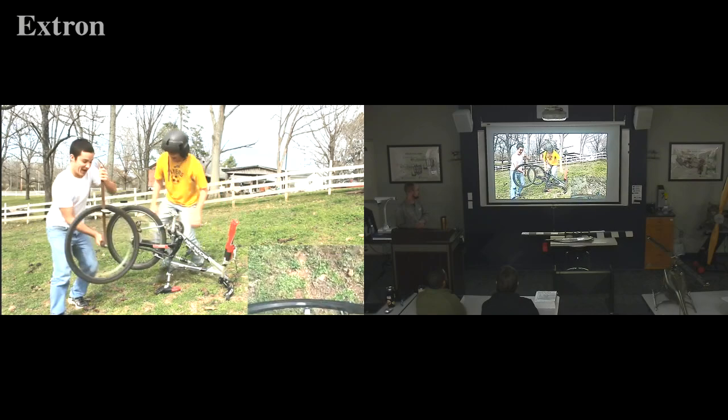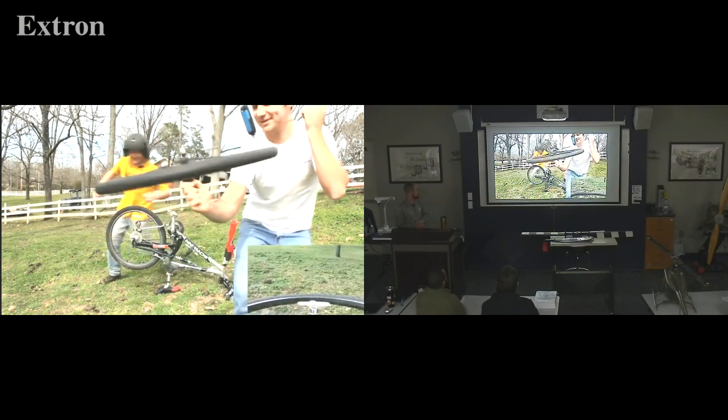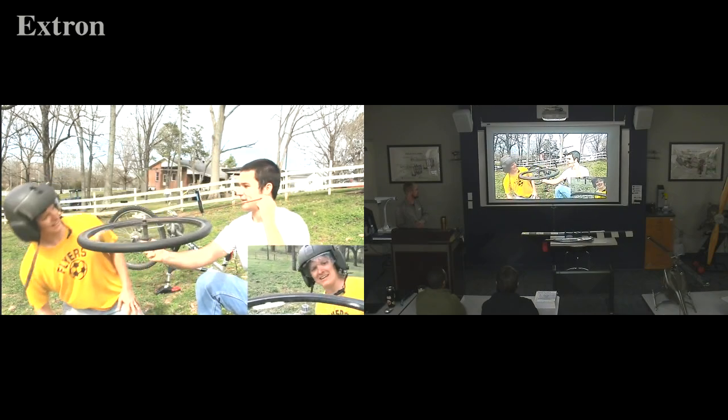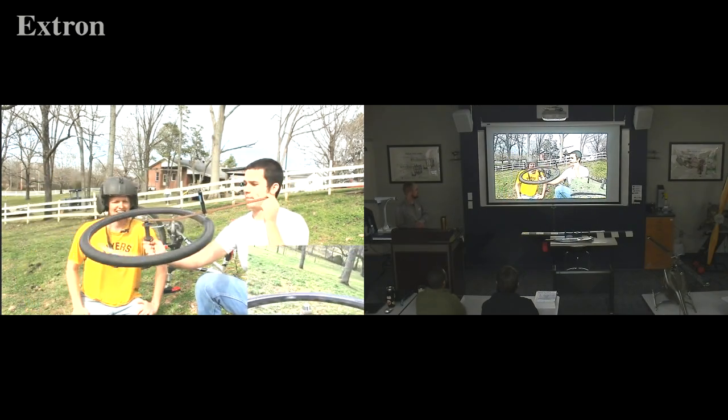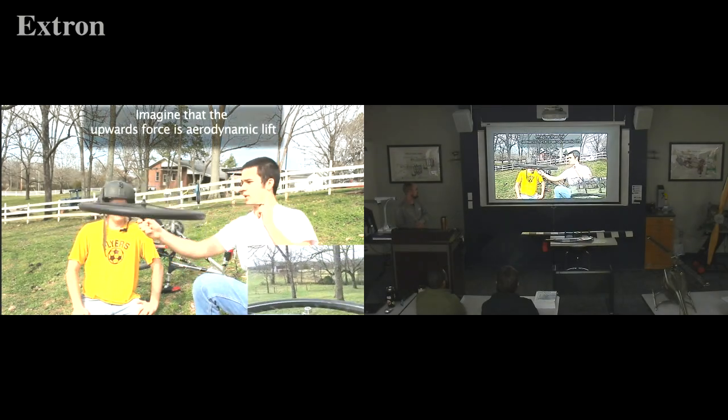There we go. Angular momentum applied. Alright, so now we're going to do the same test again. We're going to apply force straight up here, and it rotates 90 degrees from where we apply the force.